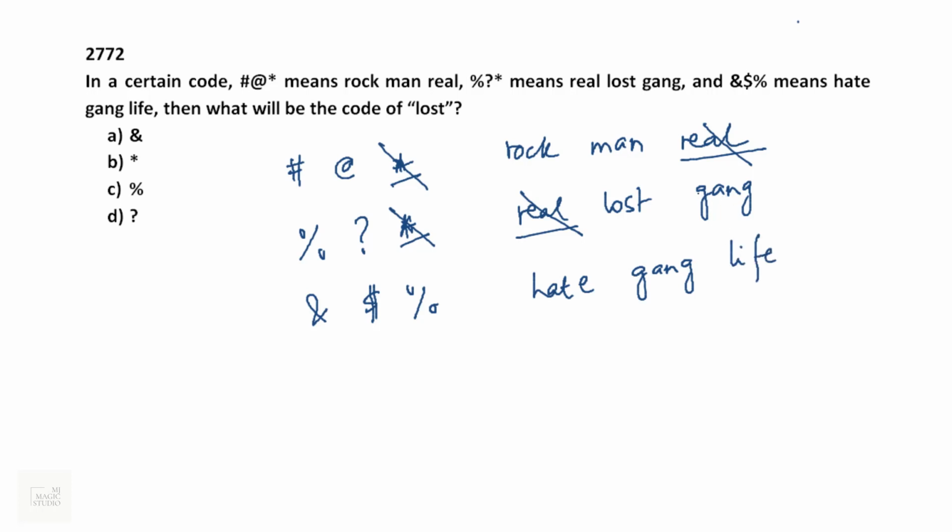In second and third we can see that we have gang common and now we have percentage common. So that means gang is percentage, real is asterisk. What is asked? What is the code for lost? So here we have this lost. Code for lost would be this interrogation sign, that is question mark sign, option D.